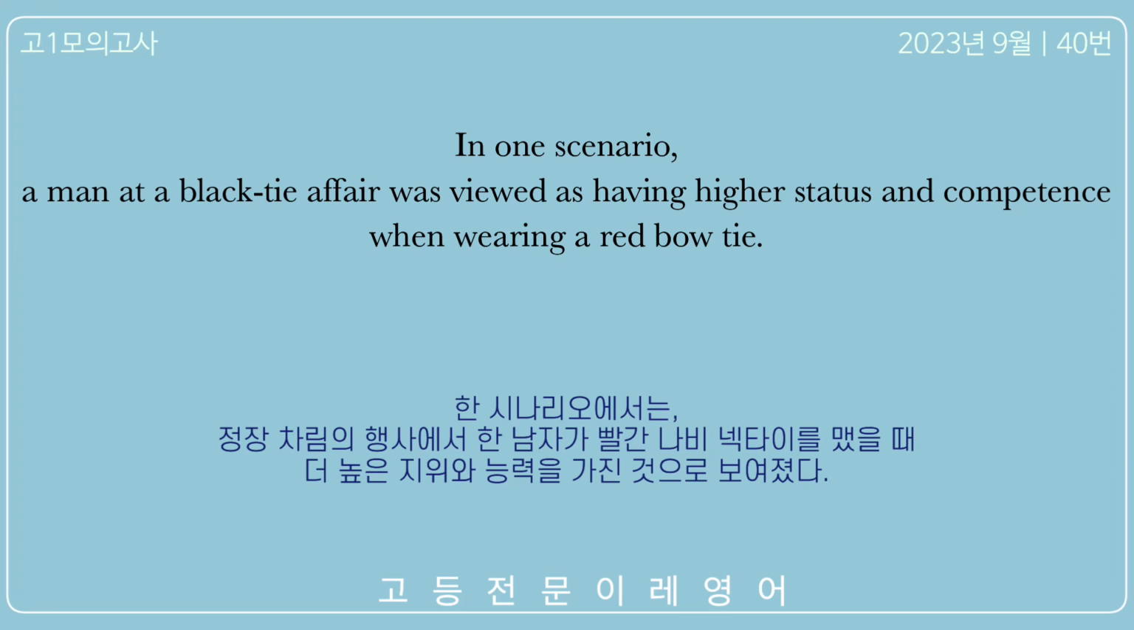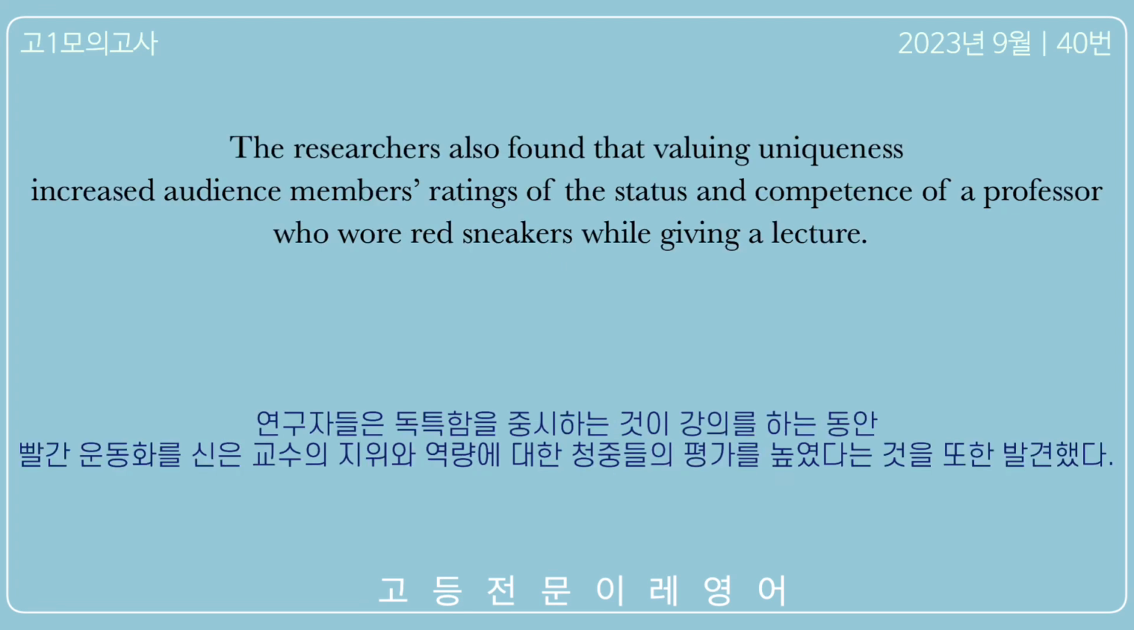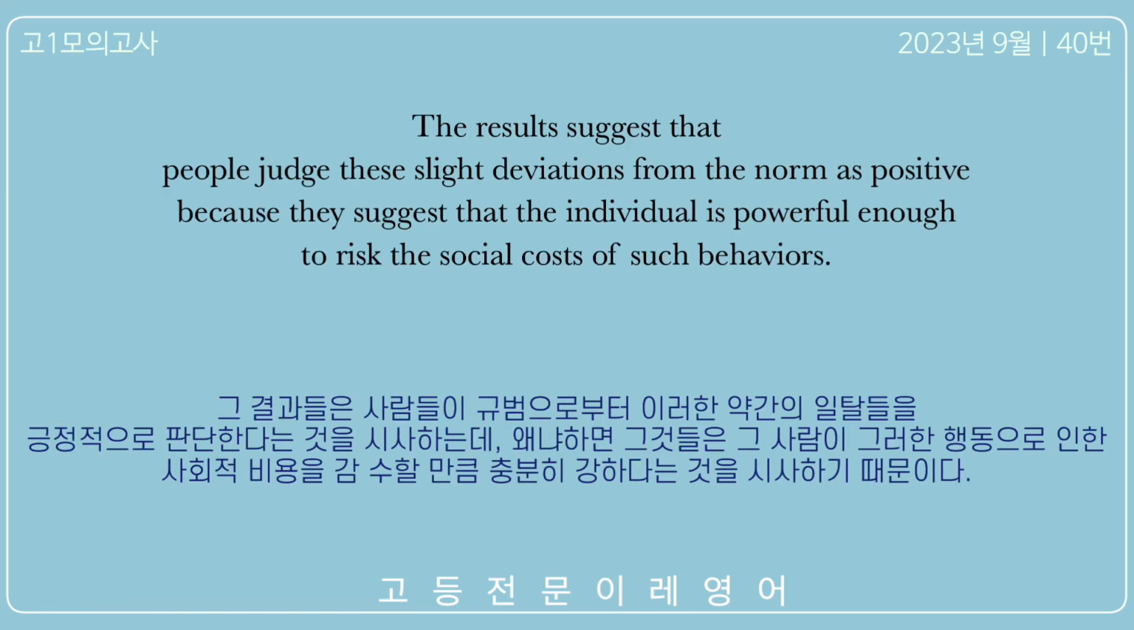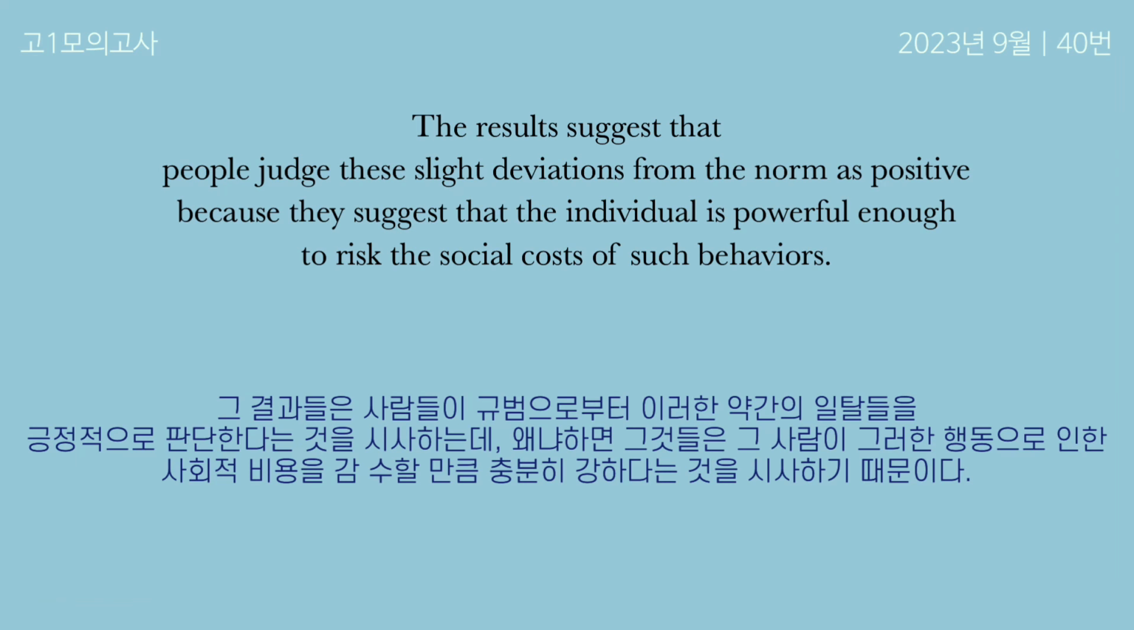In one scenario, a man at a black tie affair was viewed as having higher status and competence when wearing a red bow tie. The researchers also found that valuing uniqueness increased audience members' ratings of the status and competence of a professor who wore red sneakers while giving a lecture. The results suggest that people judge these slight deviations from the norm as positive because they suggest that the individual is powerful enough to risk the social costs of such behaviors.